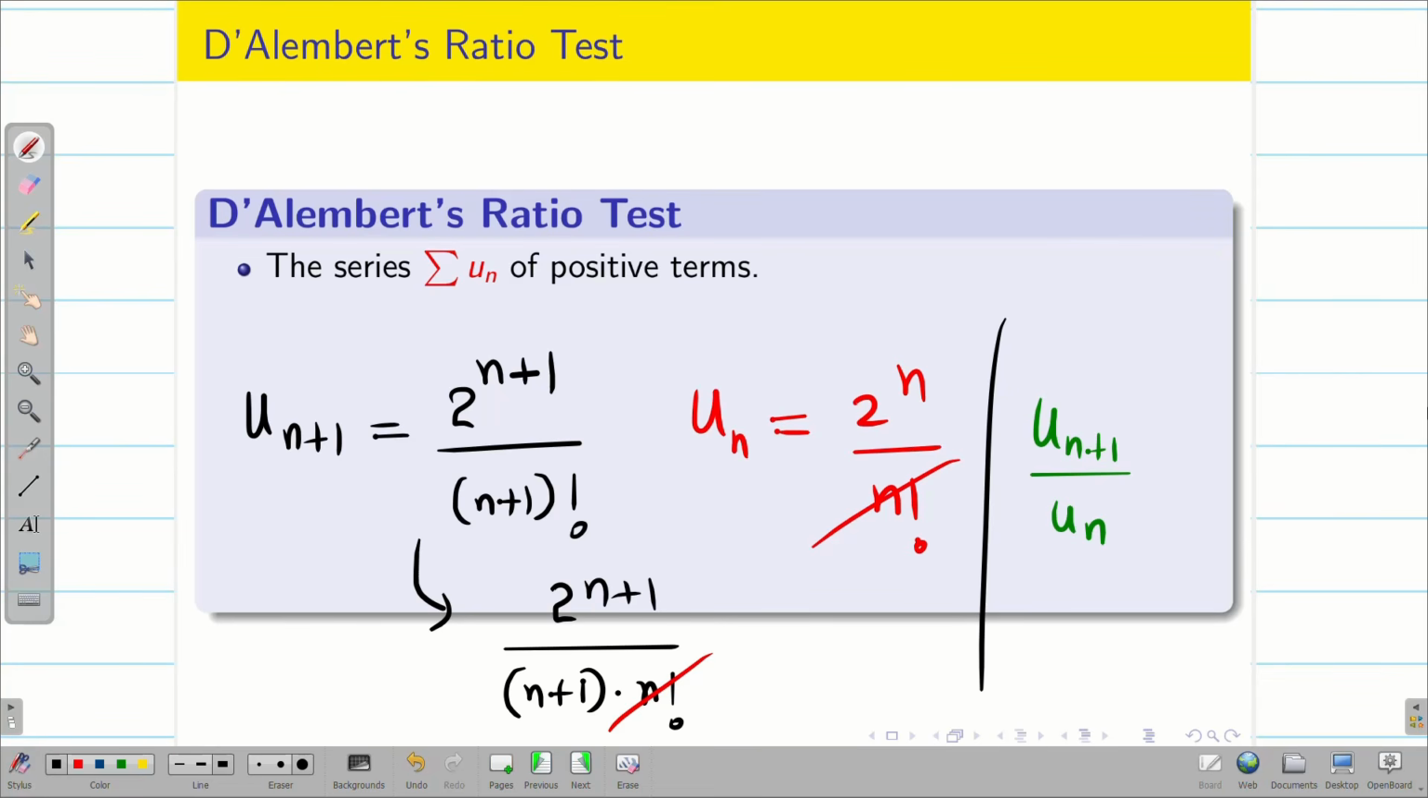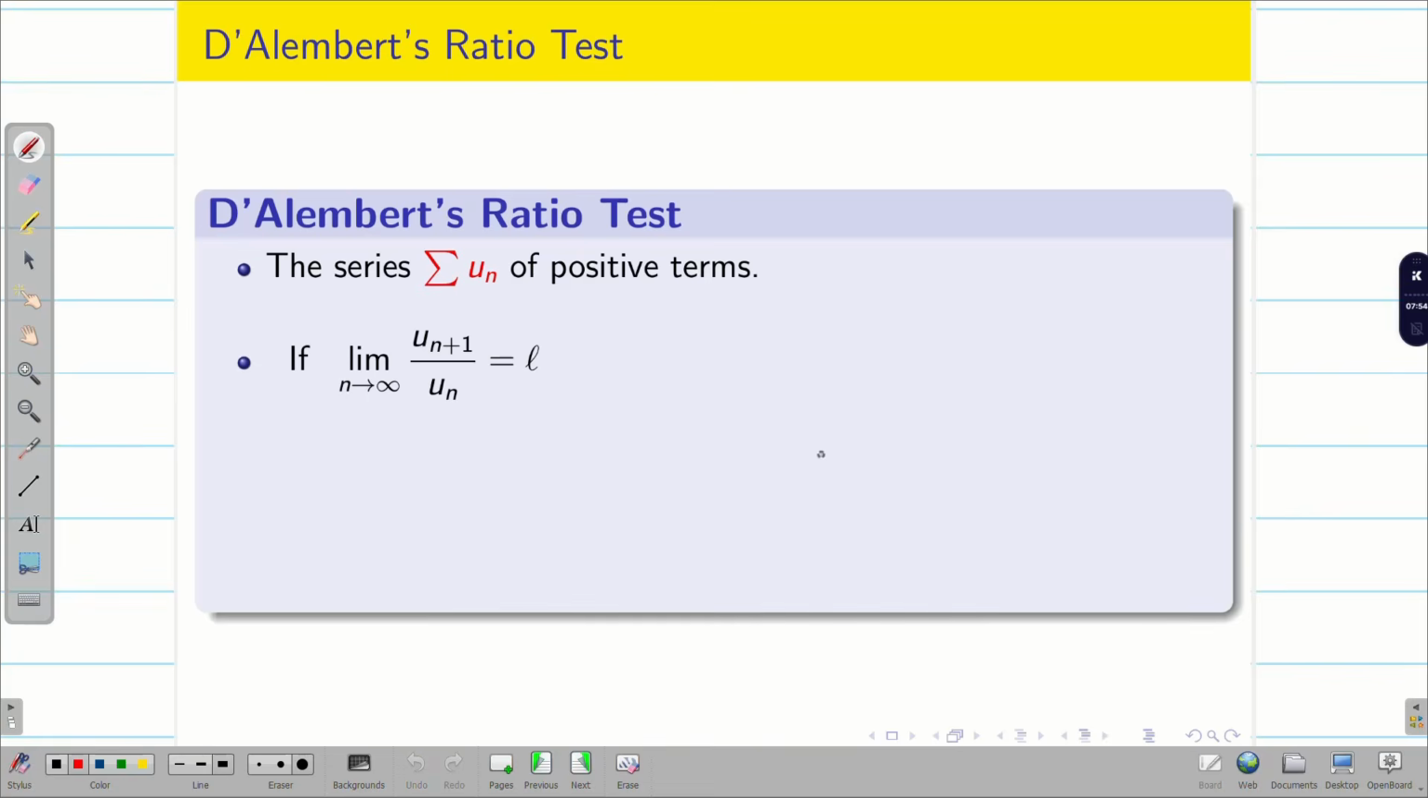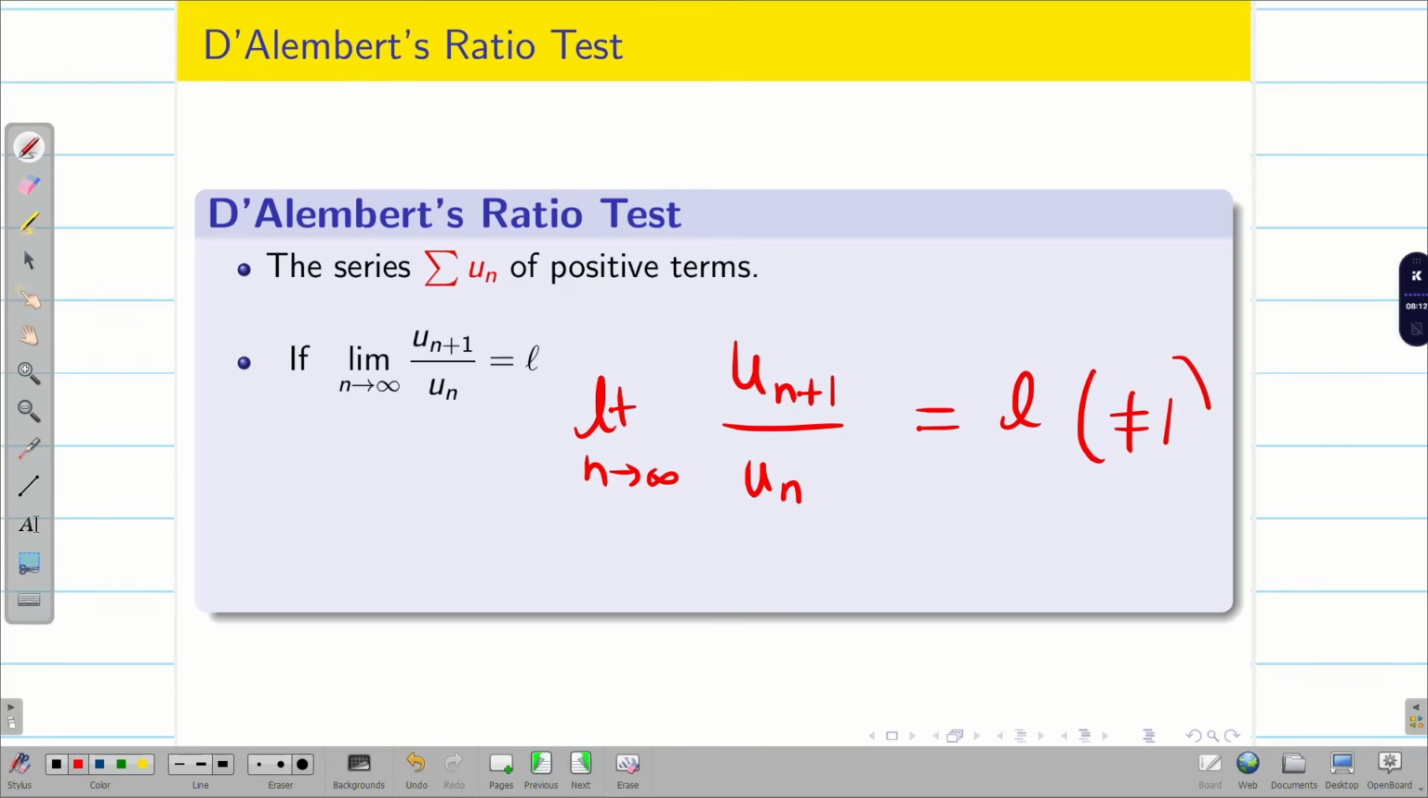This is the idea behind D'Alembert's ratio test. So what they are going to do: you find the nth term and the n plus 1th term, un plus 1 by un, limit n tends to infinity, and we will be getting L. And important, in limit comparison, it should be finite and it should not be equal to 0. In ratio test, it should not be equal to 1.